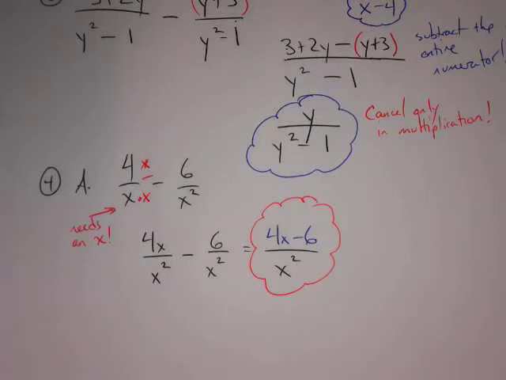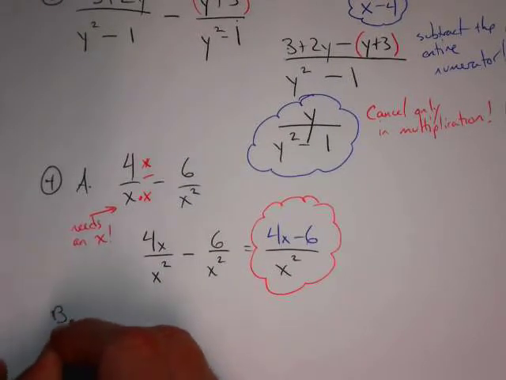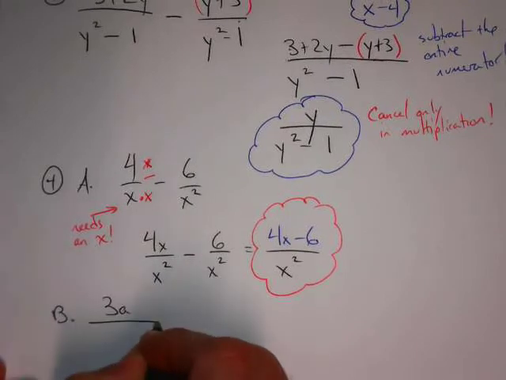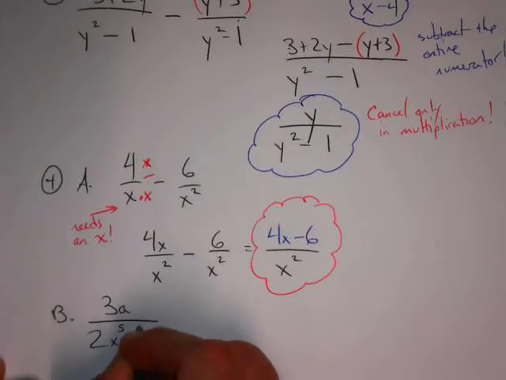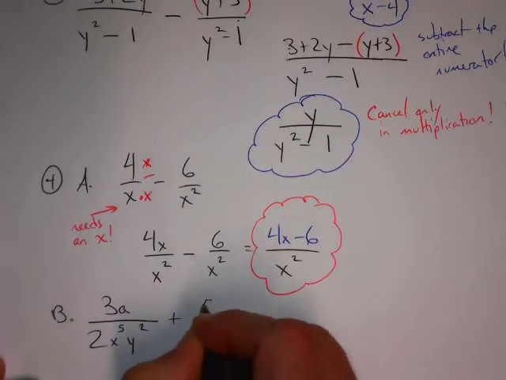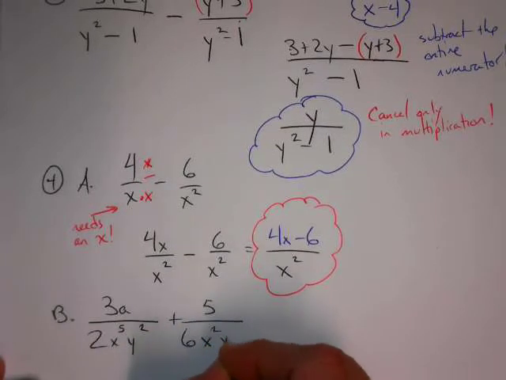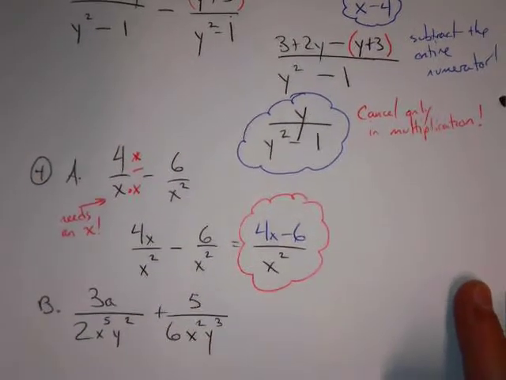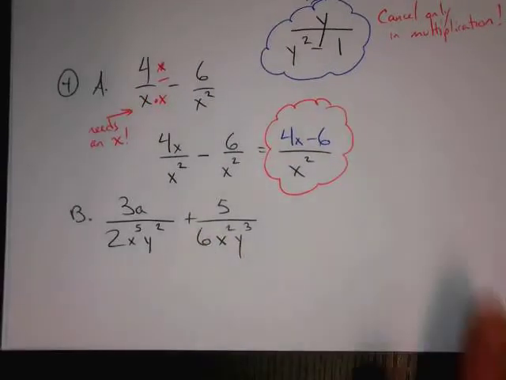And I think I'll do 4b, and then we'll call it a video, because this is going to get a little bit crazier. So now, for example 4b, we have this expression, 3a over 2x to the 5th y squared, and then we have plus 5 over 6x squared y to the 3rd. Okay, now we got to start thinking. Now, what would be a common denominator for these two?